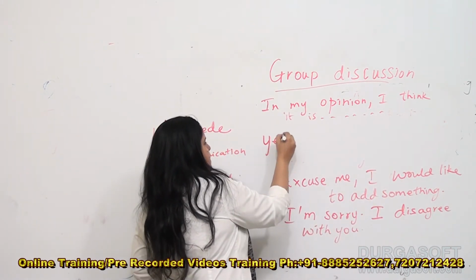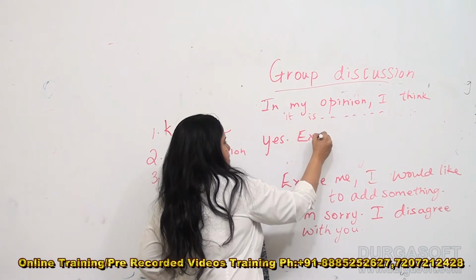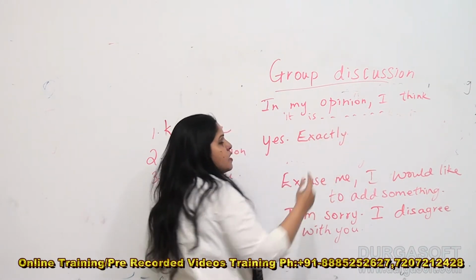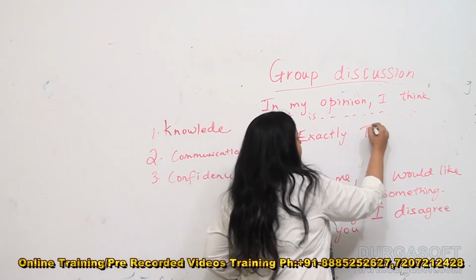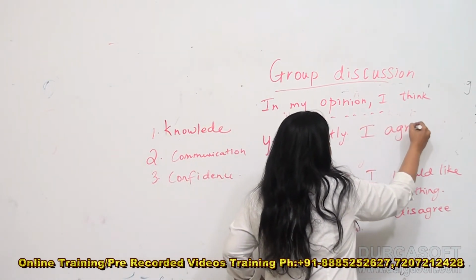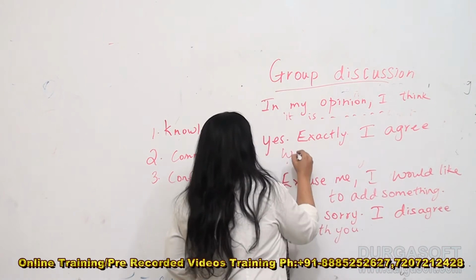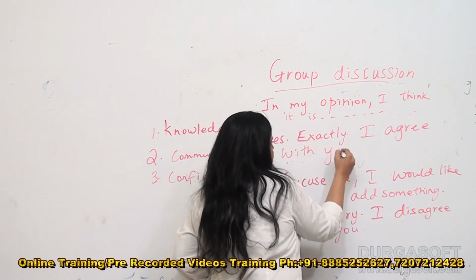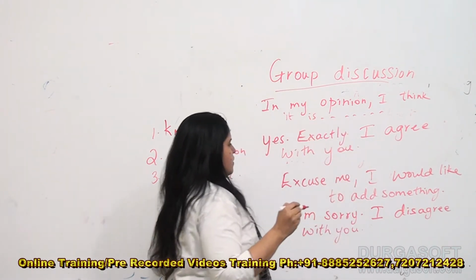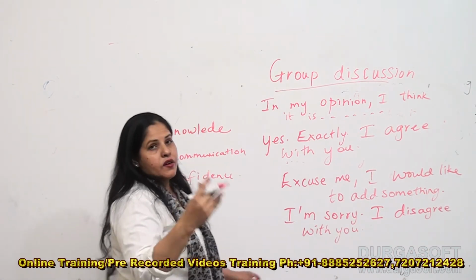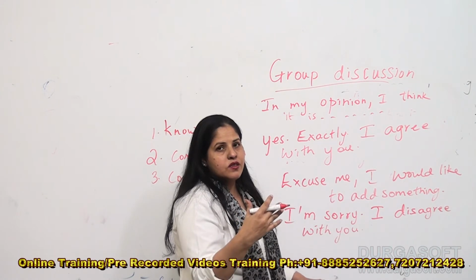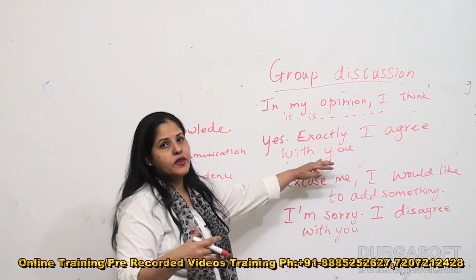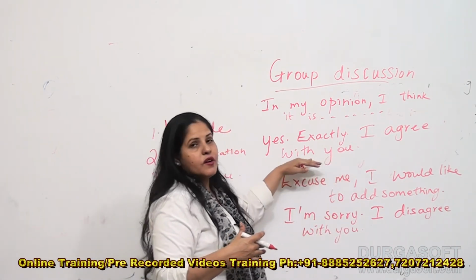Yes, exactly. Now you're just acknowledging what the other person is saying. Yes, exactly. I agree with you. Okay? I agree with you. Now you're showing that the person is making sense to you and you are with him. So you say, I agree with you.